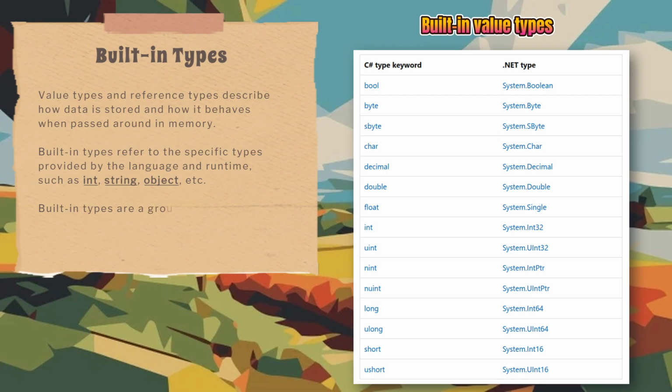Built-in types are a group of predefined reference types and value types provided by the language, excluding user-defined types, such as classes, structs, and enums.